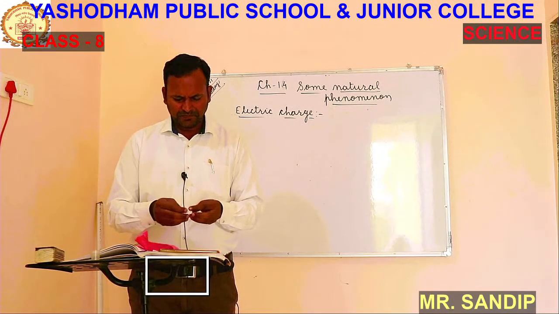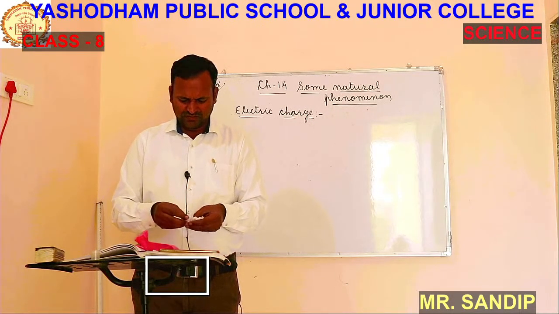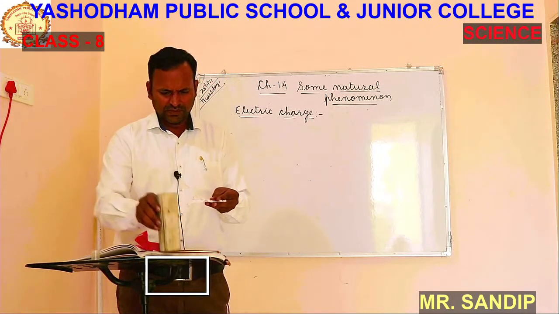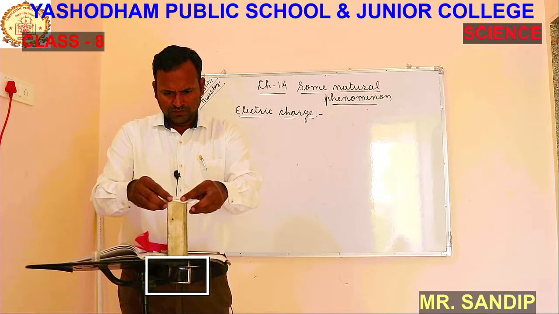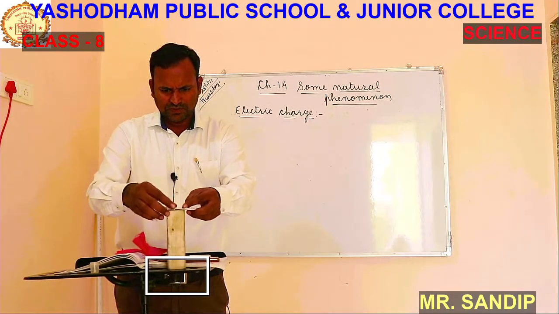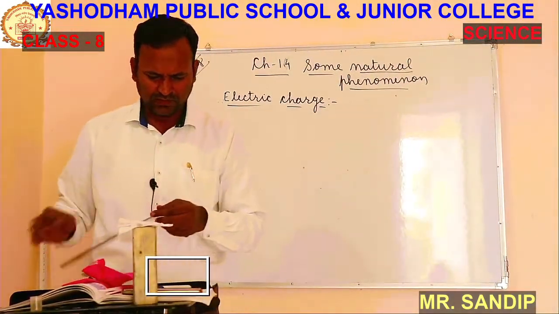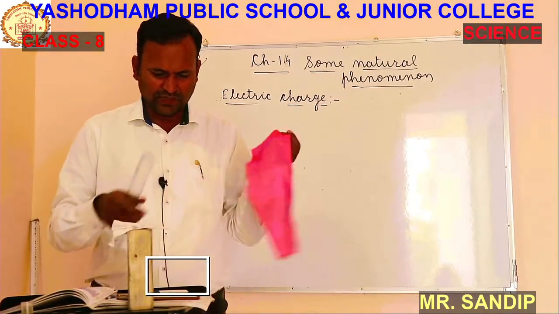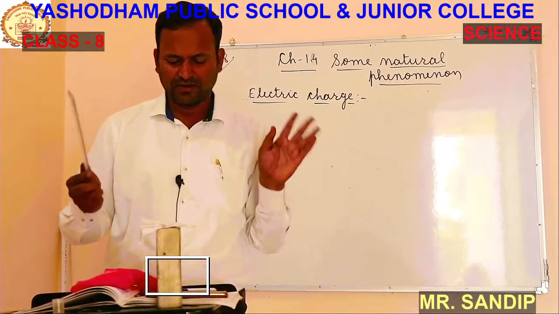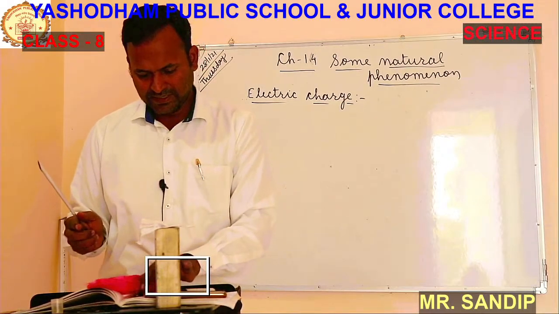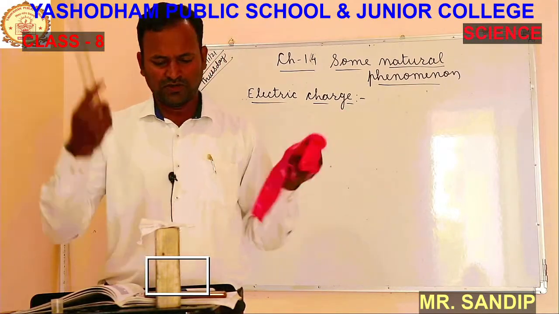I have small paper pieces here, and you can use other things also. Instead of a comb, I will use this plastic scale. Initially, if I touch the scale to the paper, the pieces do not get attracted towards it. I have a silk cloth here; you can use your hair also.